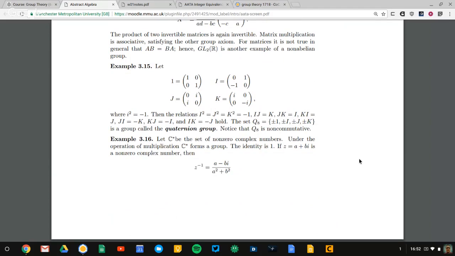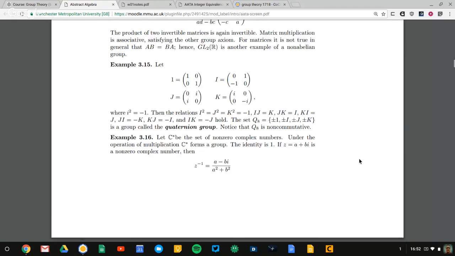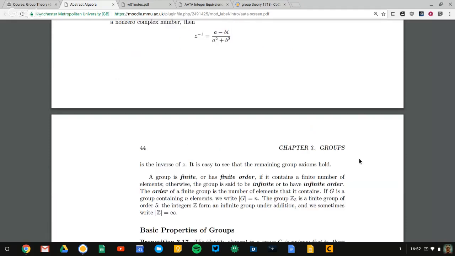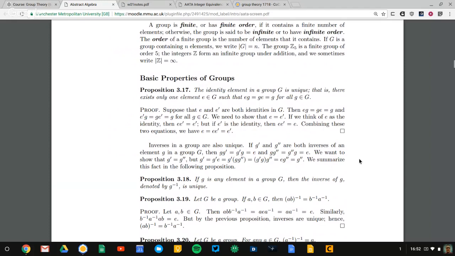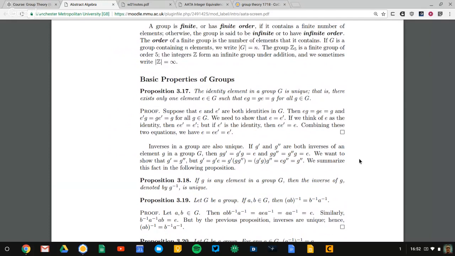Okay, and there's another example or two. There's just one more example concerning complex numbers, well, just all the non-zero complex numbers. So that's our first look at the definition of a group and a whole slew of examples.